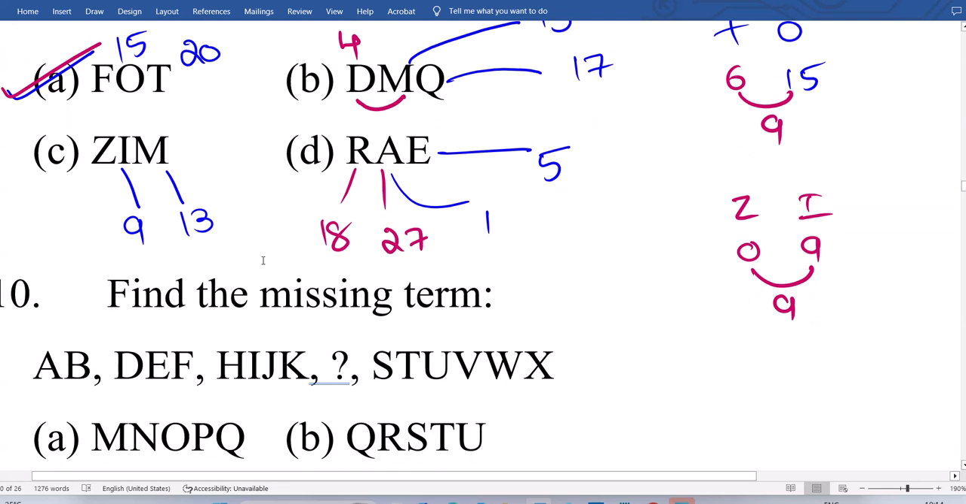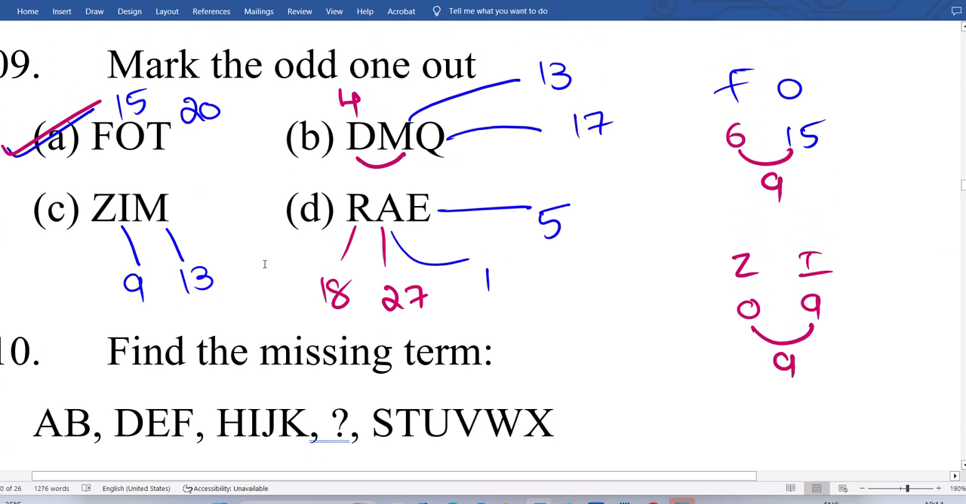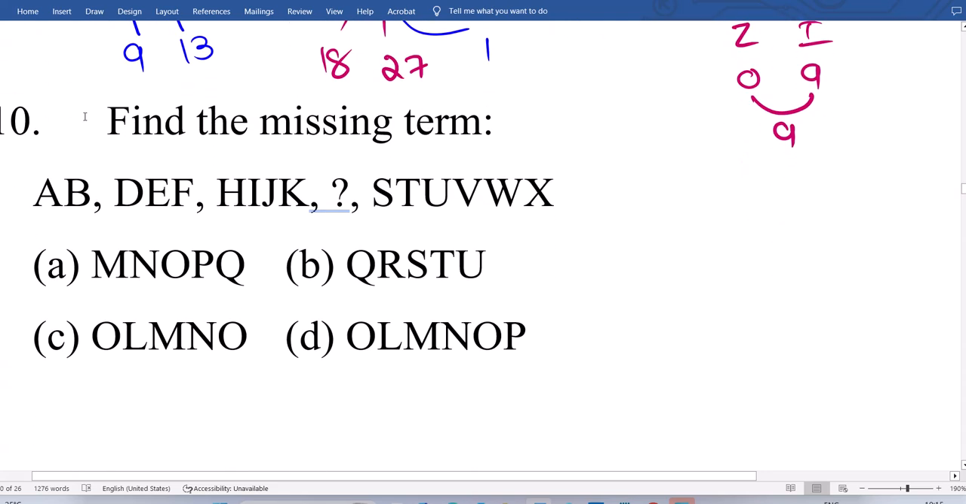Perfect. Now focus on the 10th question. Are you understanding the 9th one? Odd one out means different one among all. I am just focusing on the last two. You can see in the first two there is no issue. In the last two there is a problem.